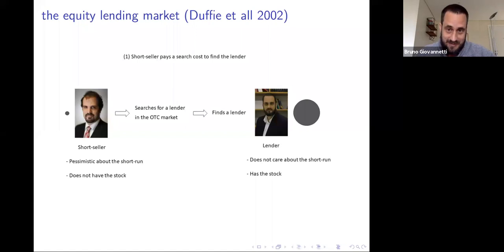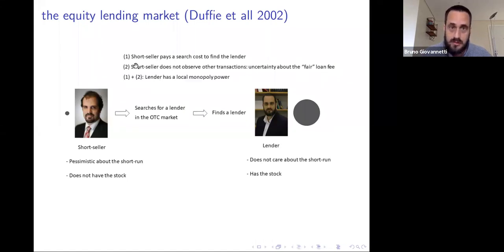what happens in this situation? The short seller pays a search cost to find the lender in order to borrow the stock. And the short seller does not observe other transactions that are going on at the same moment. He is in an opaque market, so he is uncertain about the fair loan fee for that stock at that moment in time. Given 1 and 2, Duffie and his co-authors show that the lender ends up with a local monopoly power. The lender is able to charge a high loan fee from the short seller.